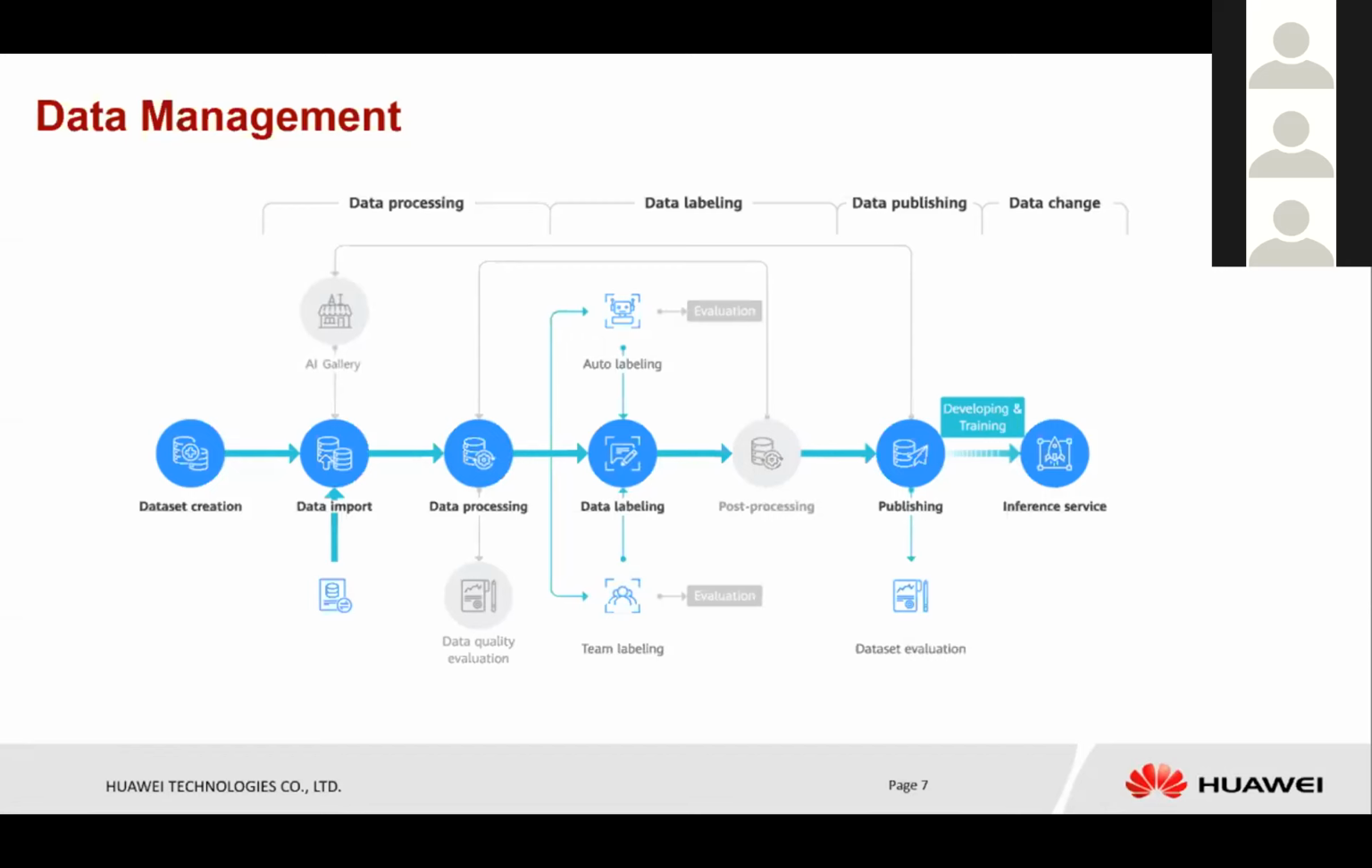So after you process your data, then we will get into the data labeling. So in Huawei Cloud ModelArts, we have an auto labeling function and also a team labeling function. All right. So after you label your data, we will go into post-processing. Then after everything is done, we will go into the publishing. And then after publishing, we will evaluate the data set again.